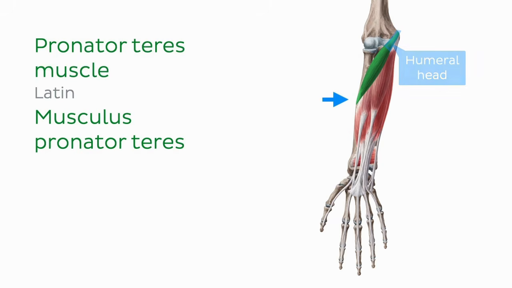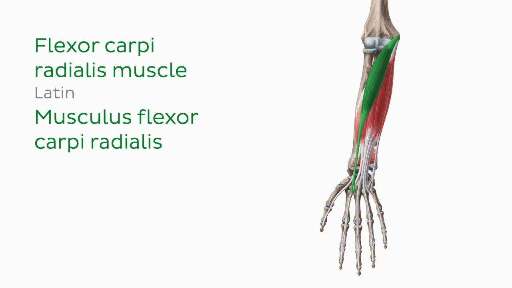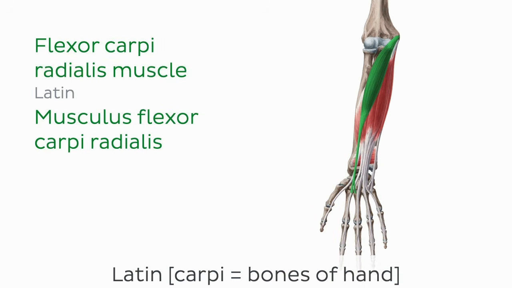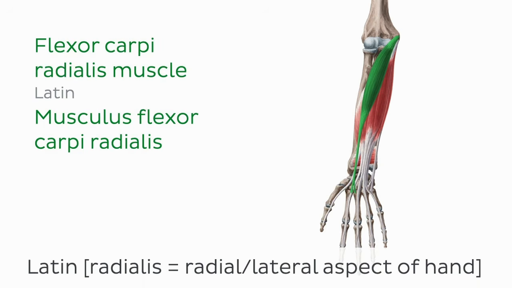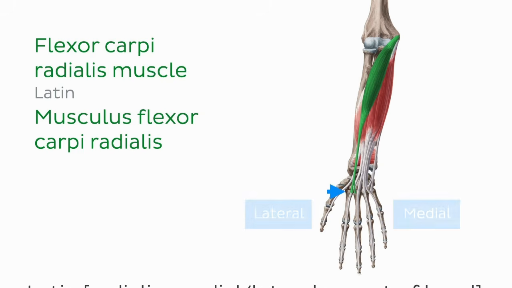Lying just medial and slightly posterior to the pronator teres muscle is the flexor carpi radialis muscle. The names of this muscle give us an idea of where it's headed. Carpi in Latin refers to the bones of the hand, while radialis indicates the radial or lateral aspect of the hand. Therefore, by this muscle's name, we can presume that flexor carpi radialis is heading down to the lateral metacarpal bones.